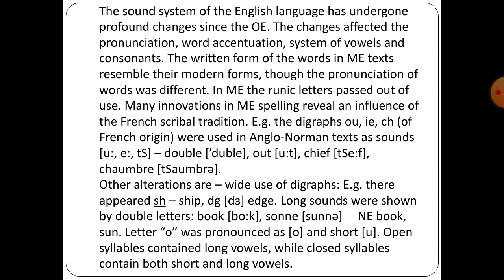Long sounds were shown by double letters: book, sonne, sunne, and a New English book, sun. Letter O was pronounced as O and the short U. Open syllables contained long vowels, while closed syllables contained both short and long vowels.